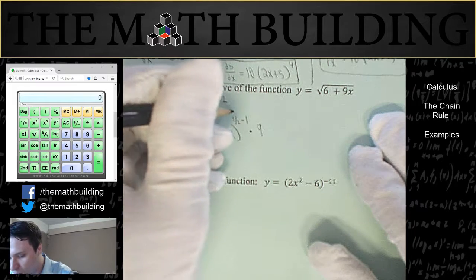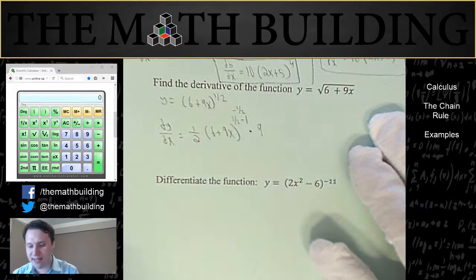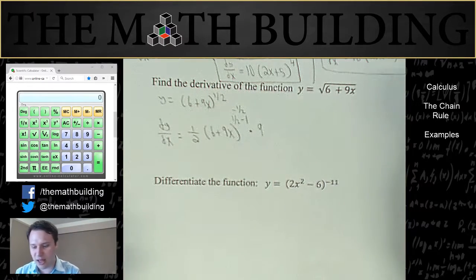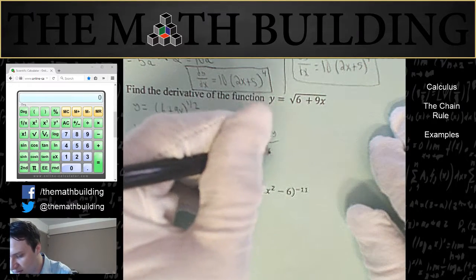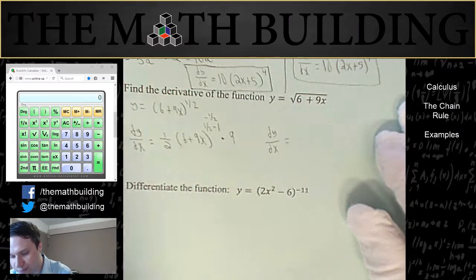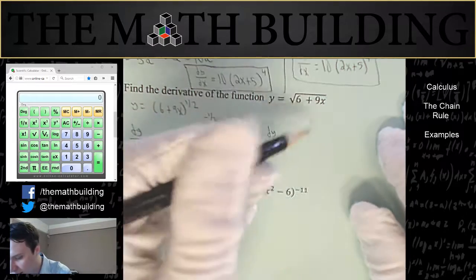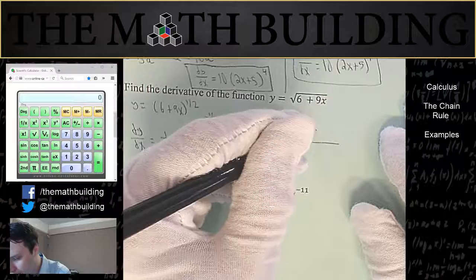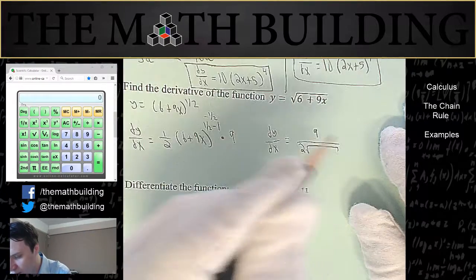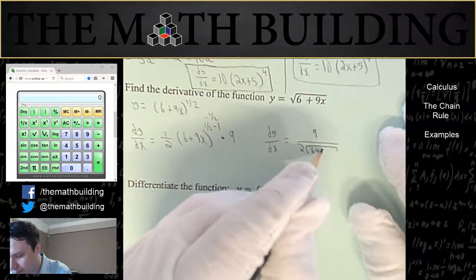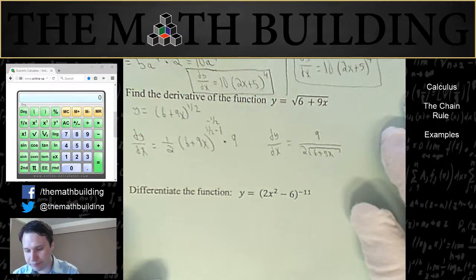So 1/2 minus 1 is -1/2. And that's going to move down into the denominator and make it a square root. So I would write the final answer as dy/dx is equal to, on the top we have 9, and on the bottom we're going to have 2 times the square root of 6 plus 9x. And that's the answer.